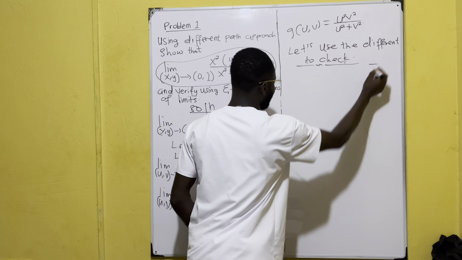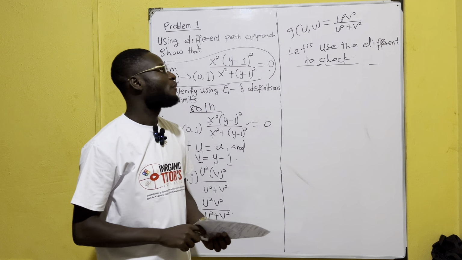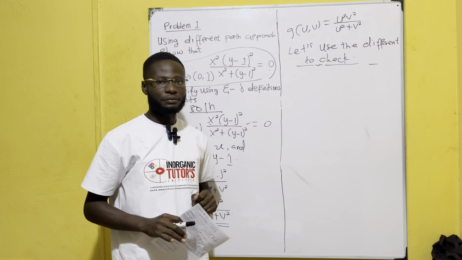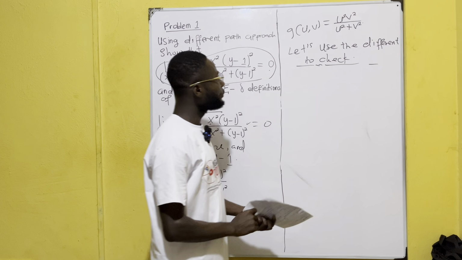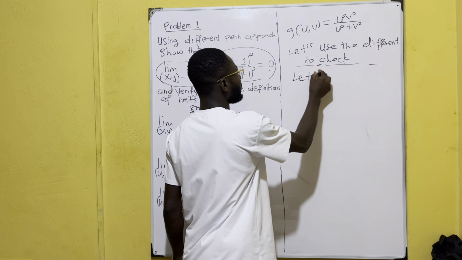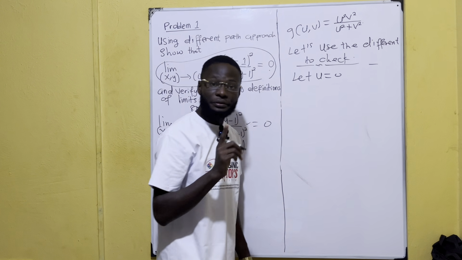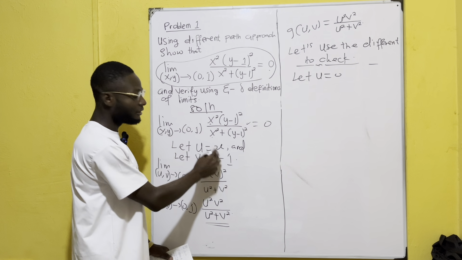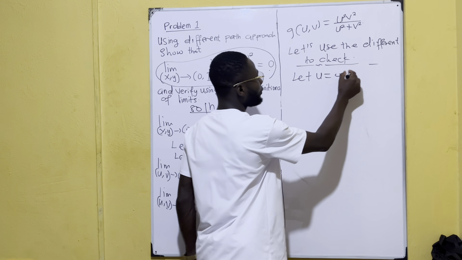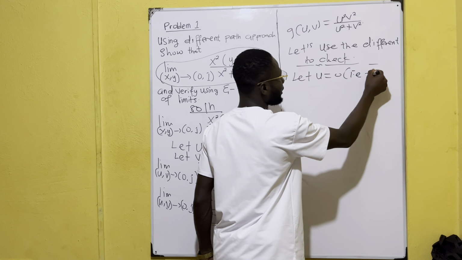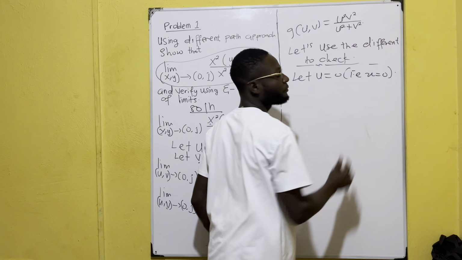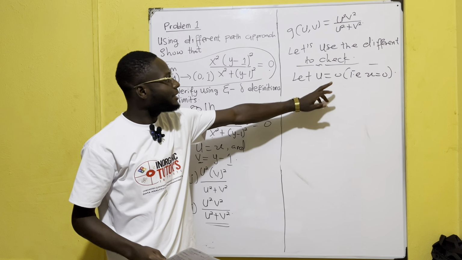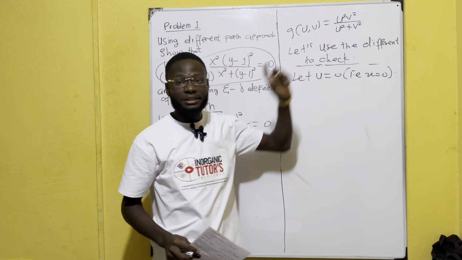Let's use the different part to check. So first of all, we are letting u represent 0, right? So if u is 0, that means that x is what? 0, as we stated from the beginning. So x is 0. All right, and now we let v also represent 0.